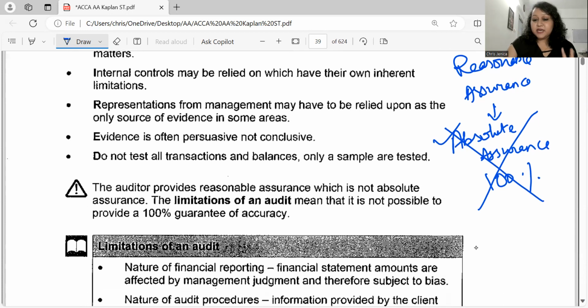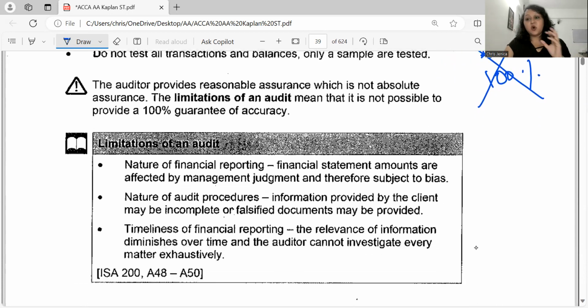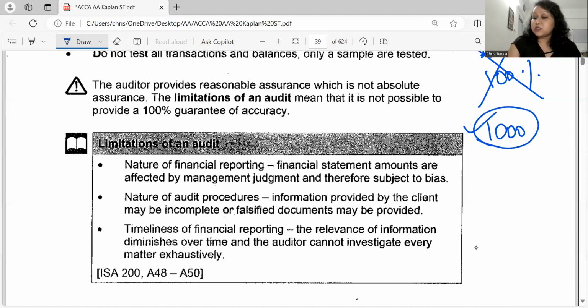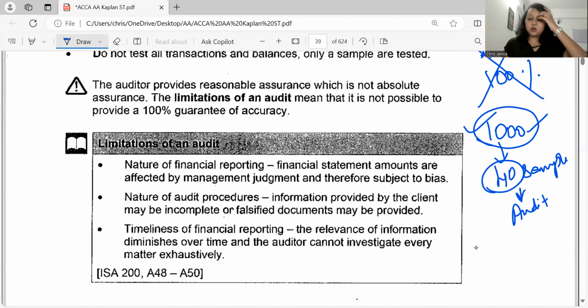The reason is that, in normal terms, an audit is carried out on a sample basis. If there are 1,000 invoices given for an audit, I cannot carry out my audit procedures on all 1,000 invoices. I'll just pick out a sample of 40, for example, out of 1,000, and perform my audit procedures on these 40 samples only.